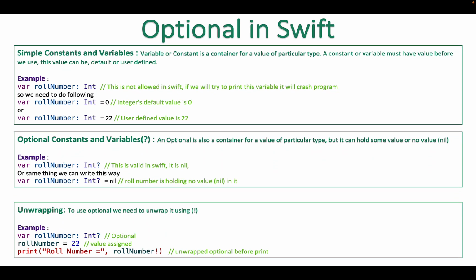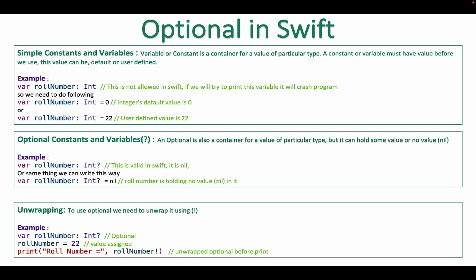Now, to understand optional, we need to just recall our constants and variables. Basically variable and constant, as we know, is a container for a value of particular type. It must have a value before we use it, and this value can be either its default value or user defined.